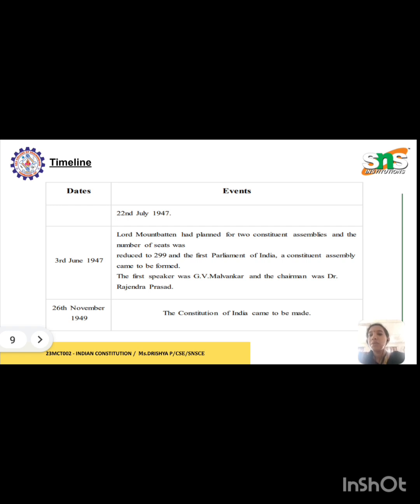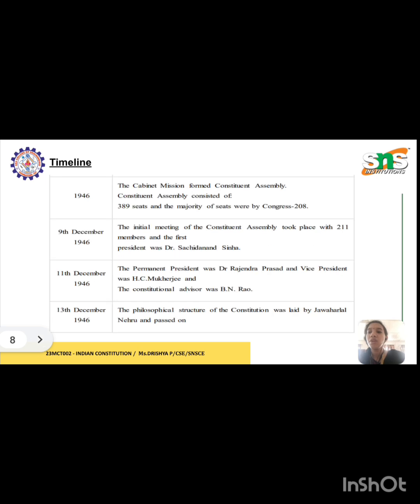Then on 26th November 1949, the Constitution of India came to be made, and it officially came into effect on 1950 January 26. That is the day we celebrate as our Indian Republic Day, and that is the timeline of the Constitution from 1934 to 1950 January 26.